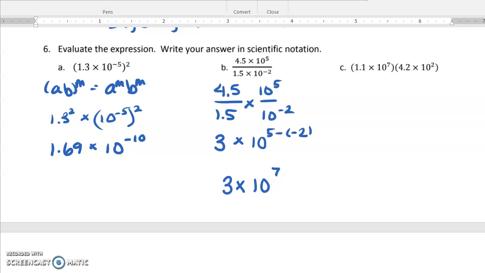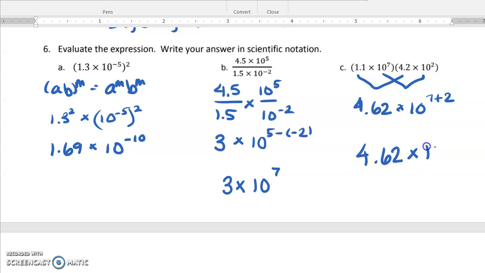Finally, when we look at this third one, we are multiplying two different scientific notation numbers. So we're going to match the pieces up like we did with division. 4.2 times 1.1 is 4.62. And 10 to the 7th times 10 squared is 10 to the 7 plus 2. So our final answer will be 4.62 times 10 to the 9th.